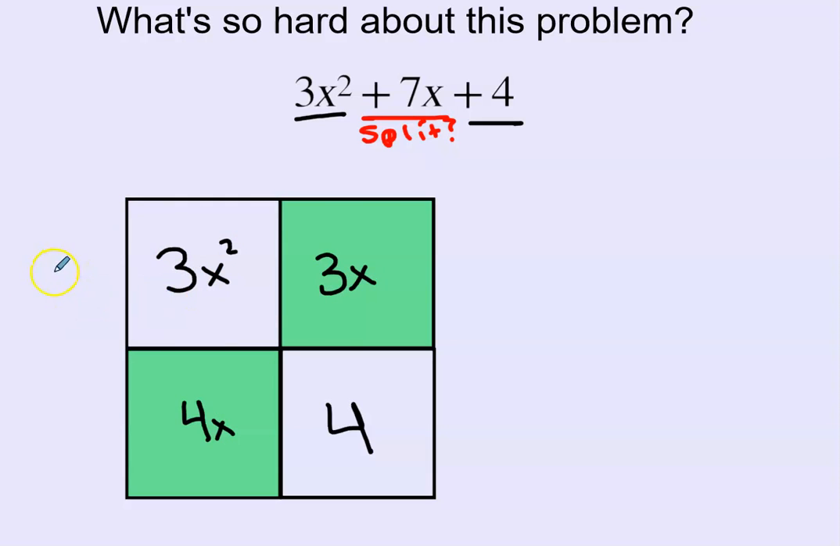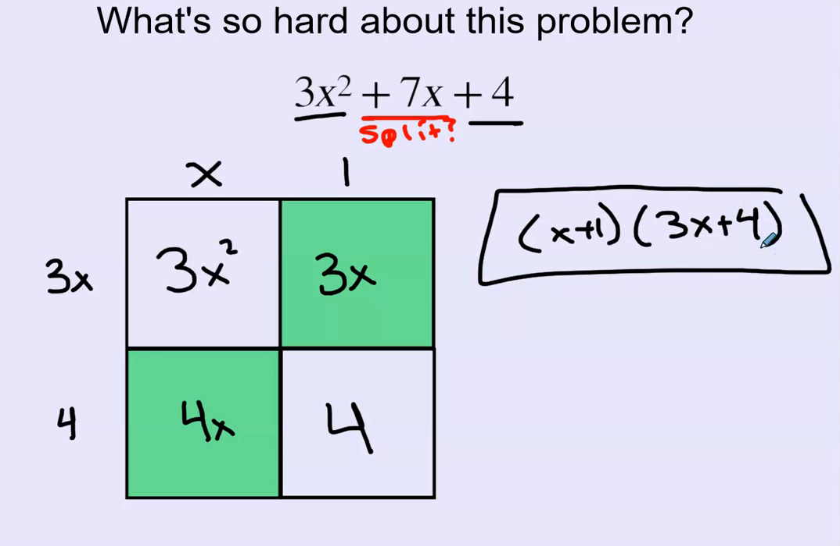So this row, we can factor out a 3x, which would make this an x, and then this is x times what gives me 4x? That would be 4, and then 4 times 1 gives me 3x, and that's 3x right there. 3x times 1 gives me 3x, so everything's good. So now we have our answer, x plus 1 times 3x plus 4.